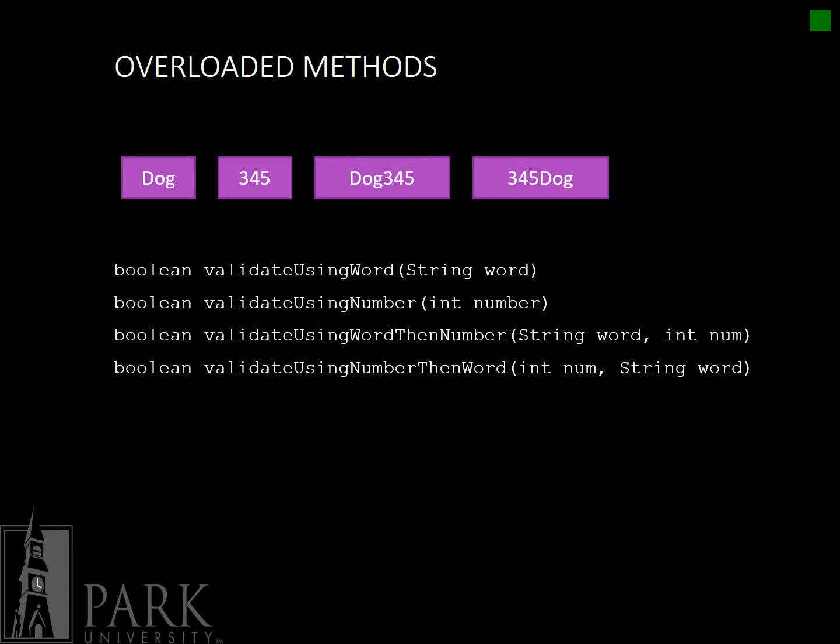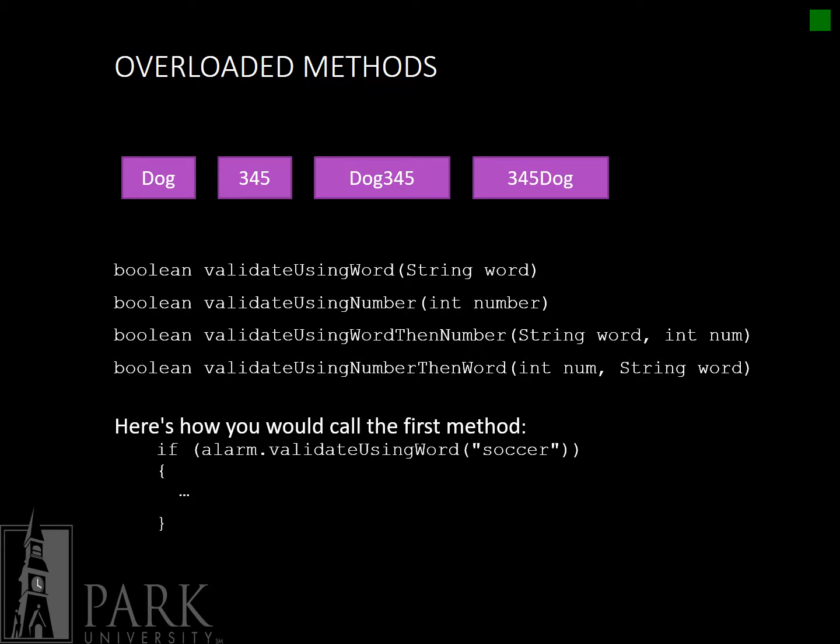You would need to have a validate using word function. You would need to have a validate using number function. You would need to have a validate using a word then a number function, and then a validate using number then word, right? Word then number, or maybe you need word then number then word, or number word, you know, so on and so forth. You get the idea, right? You've got to have a lot of different functions that all do the same thing, but all have different names. And now while you're programming this, you've got to remember all those things. And see, it's really kind of annoying to do that. So this is where overloaded methods come into play.